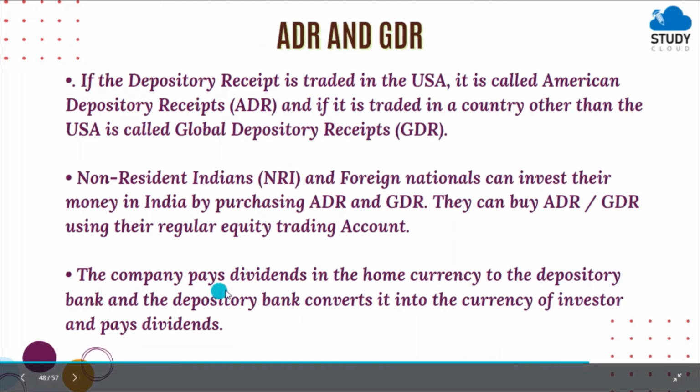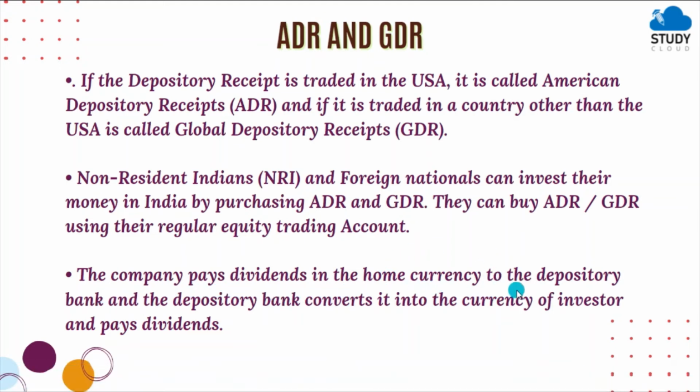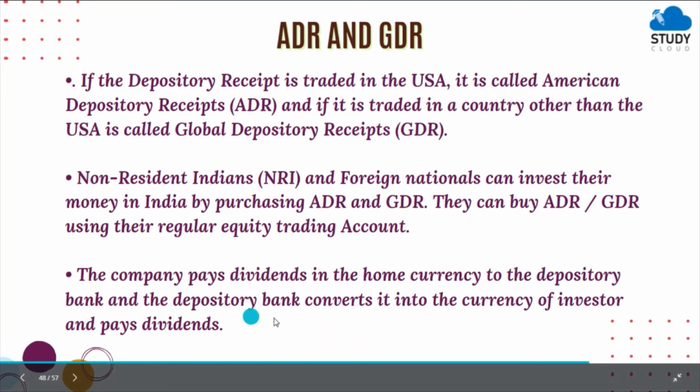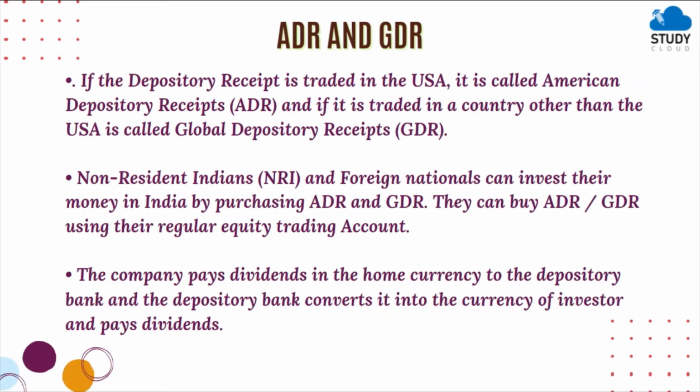Then the company pays dividends in the home currency to the depository bank, and the depository bank converts it into the currency of the investor and pays the dividend. So first, if there is an Indian company and there is one bank in the USA, the Indian company will pay dividends to the bank first in their home country currency, meaning in dollars. Then that bank in the USA will convert the currency into the investor's currency. If the investor is in euro, then it will convert it into euro and pay the dividend. So this is how the process takes place.